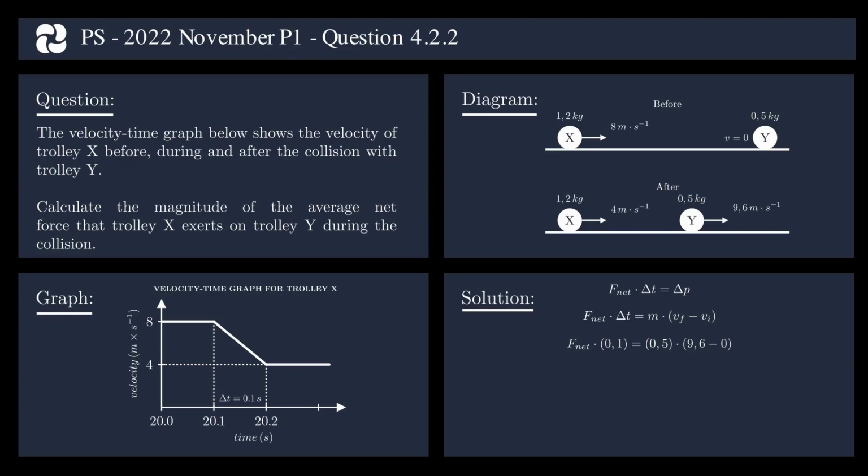Mass of trolley Y is 0.5 kilograms. Its velocity after the collision is 9.6 meters per second. Before the collision, the trolley was at rest. Therefore, its initial velocity is 0. The result of the expression on the right is 4.8. The net force can be calculated as the ratio of 4.8 and 0.1. The correct answer is 48 newtons.